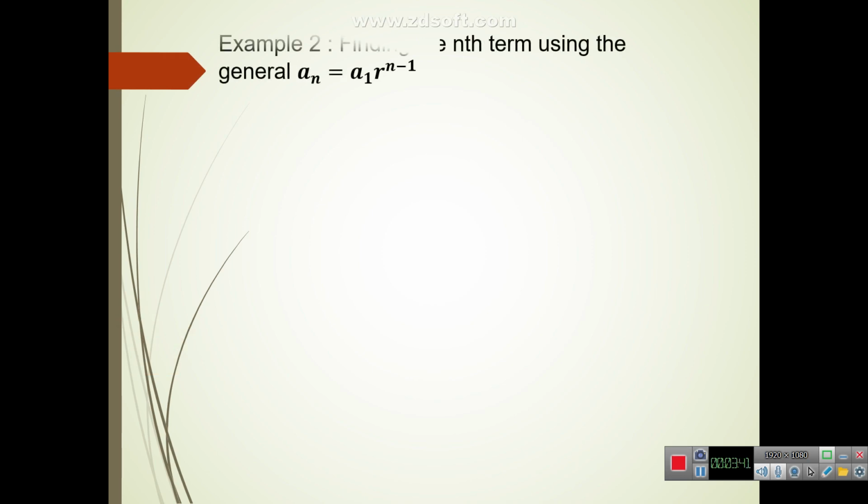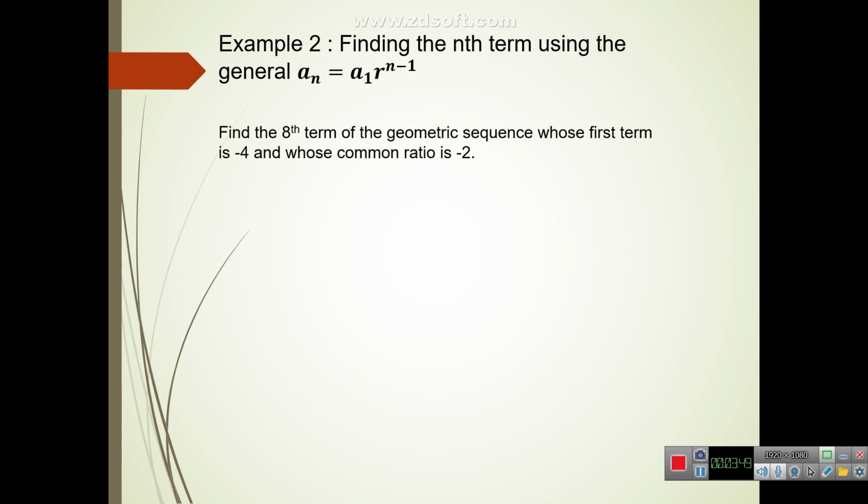In example 2, you are going to practice finding the nth term of a geometric sequence using the general formula. Find the eighth term of a geometric sequence whose first term is negative 4 and whose common ratio is negative 2. Here, what are you going to do to find the eighth term? Yes, you have to apply the general formula, which is a sub n equals a sub 1 times r to the power of n minus 1.